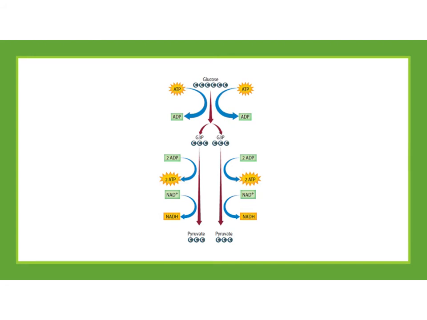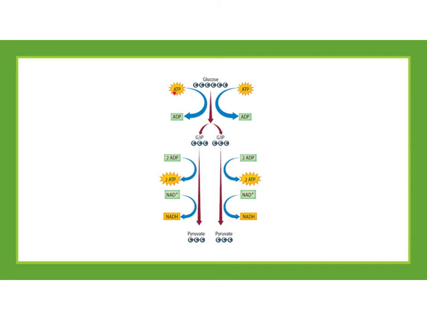So now I want to take a closer look at glycolysis. So here's a diagram to help us understand what's going to happen. We start with glucose, which is our 6-carbon compound. In order for glycolysis to happen, we need energy. That energy comes from ATP. And so the ATP loses a phosphate group from each, and those phosphates are going to join with the glucose.